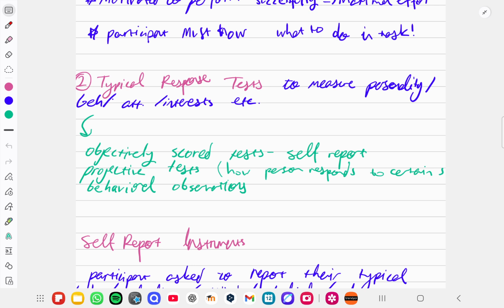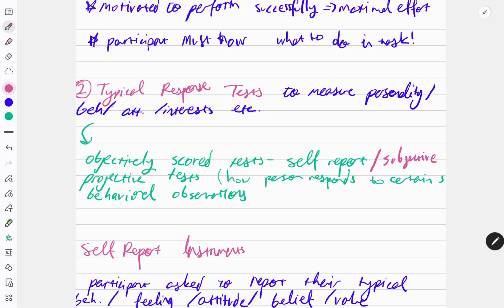So we can use projective tests, and this is based on how a person responds to certain things, and then we just kind of project certain things through how they respond. So typical response test, I did not write it correctly at first. They can be objective or subjective as well. So we need to remember that they can be subjective as well.